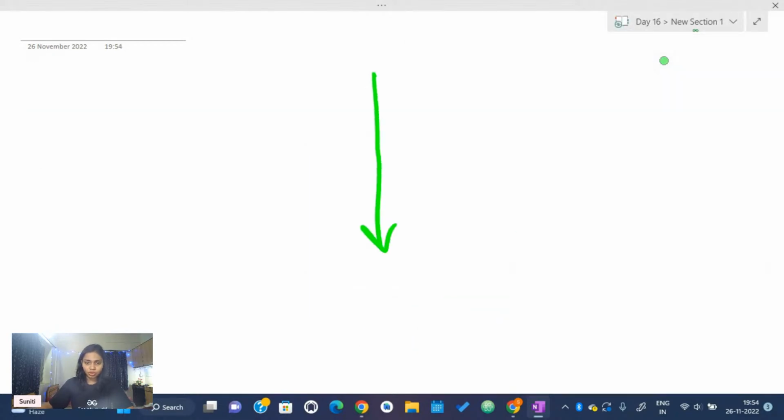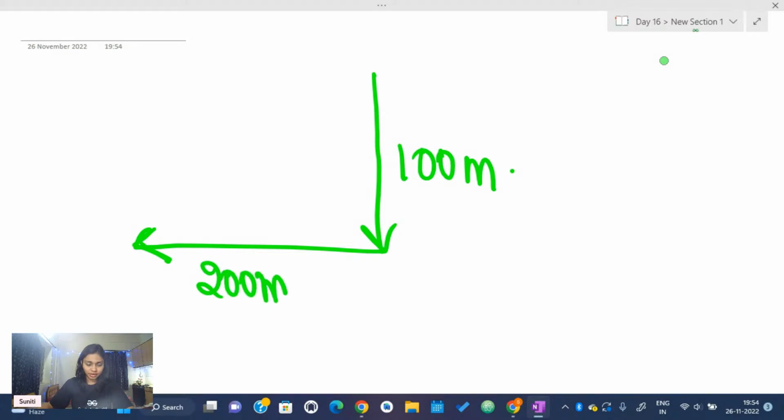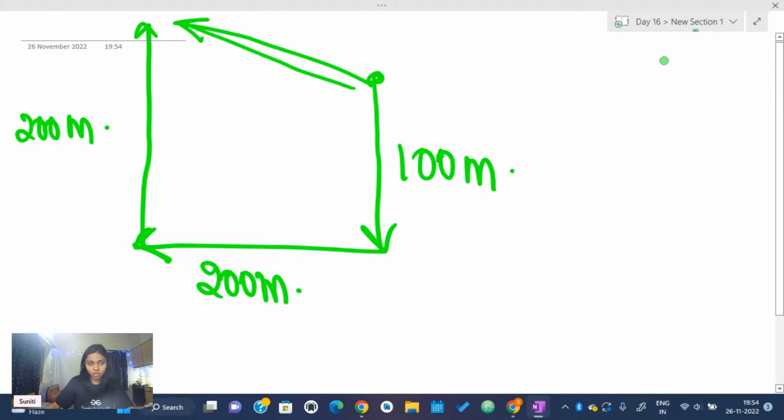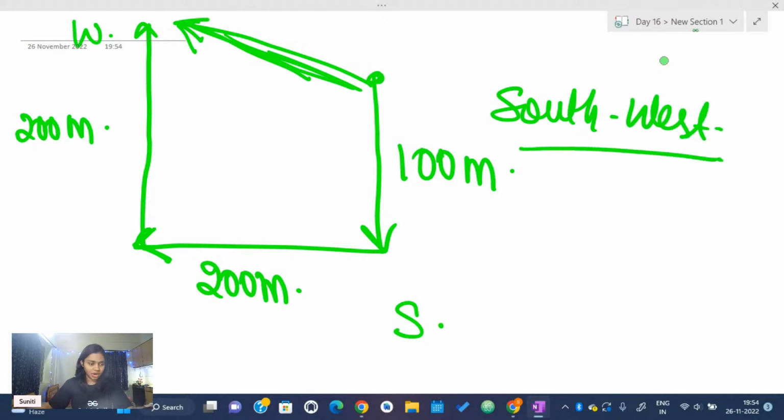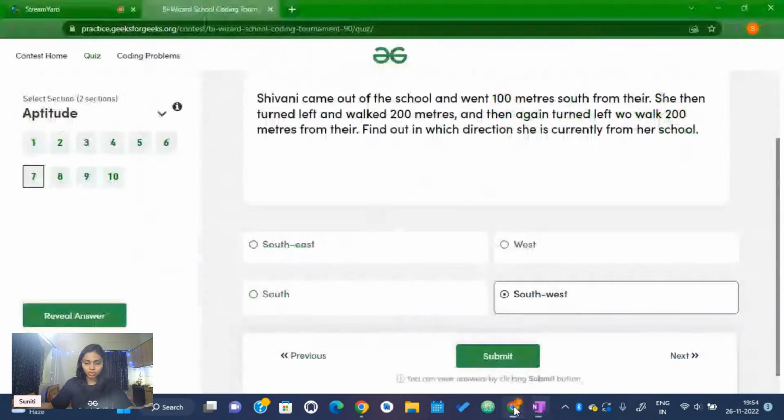Okay, she has walked say 100 meters, then she's turning left to walk 200 meters, and then she again turns left to walk 200 meters, right? And then we need to find the direction in which she is from her school. So if this direction is south, this direction is going to be west. So the direction she is facing currently is southwest. That is going to be our answer for this question, southwest. So answer D is the correct answer.